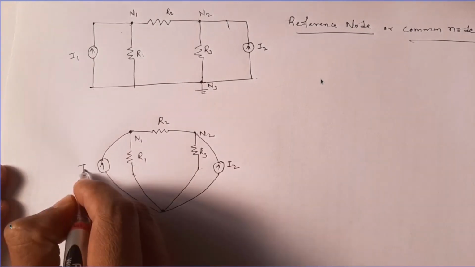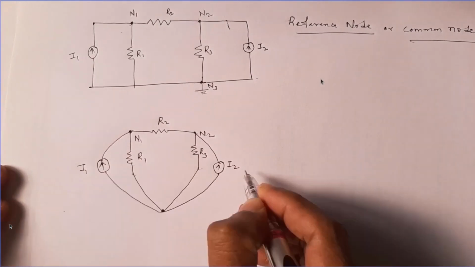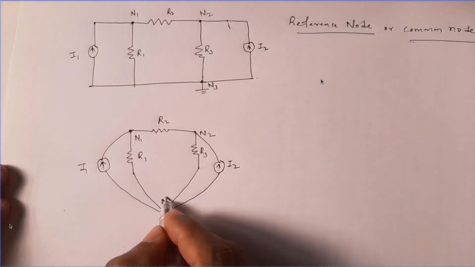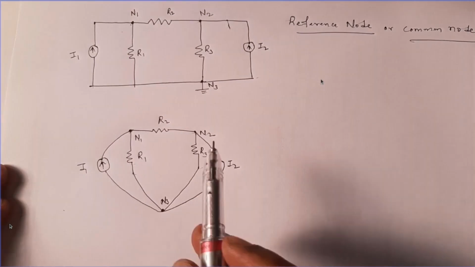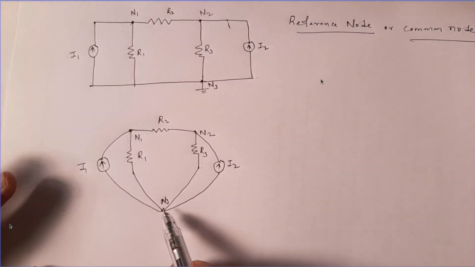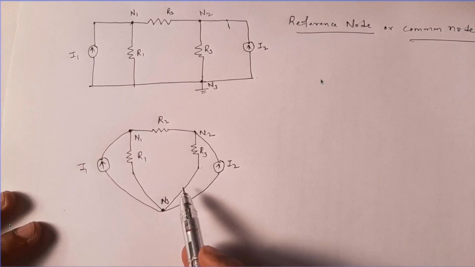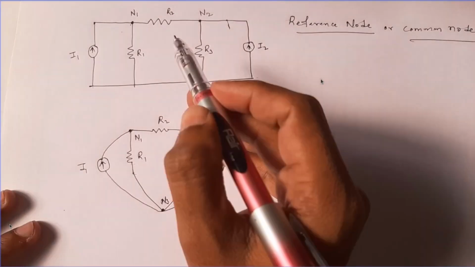This is I1 and this one is I2. So if you see right now, you can find only 3 nodes, N1, N2 and N3. Okay, so no need to draw a network like this. For your convenience, I am drawing like this. So you can go ahead with this network itself.